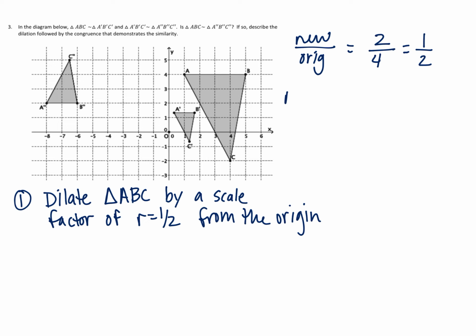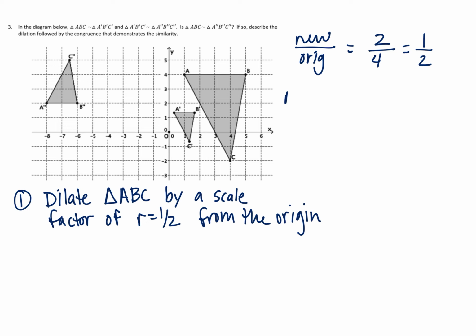If we do half of these, half of 1 is 1/2. Half of 4 is 2. Half of 5 is 2.5. Half of 4 is 2. And half of -2 is -1. So I'm going to graph these. That would be (1/2, 2), (2.5, 2), and (2, -1), which is this triangle here.